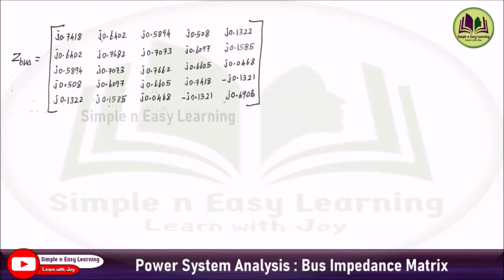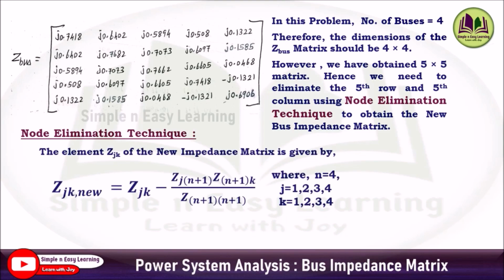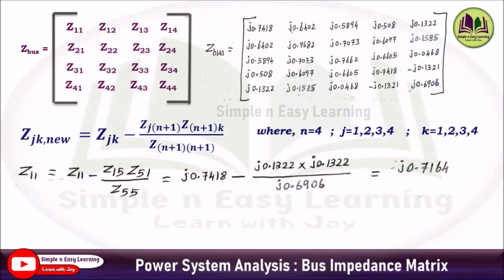Again you need to think: we considered all the reactances, but the final answer we got is a 5 cross 5 matrix. So this is not the correct answer, since we have only 4 buses, and the final answer must be a 4 cross 4 matrix. So we need to reduce this 5 cross 5 matrix to a 4 cross 4 matrix by applying the node elimination technique. The fifth row and fifth column can be eliminated using this technique, with the same formula which we used in the fifth step, considering this 5 cross 5 matrix. Applying the values of the 5 cross 5 matrix in this formula, you will be getting the 16 parameters of the 4 cross 4 matrix.